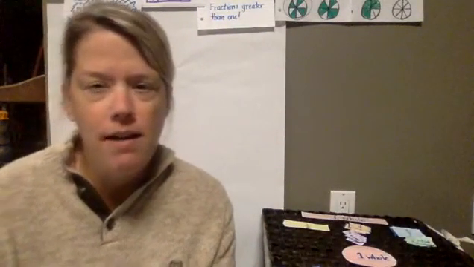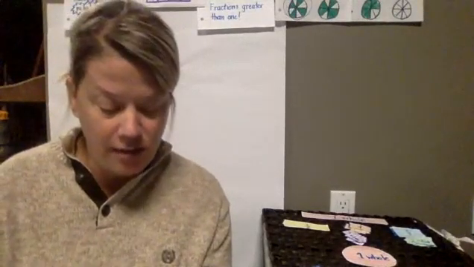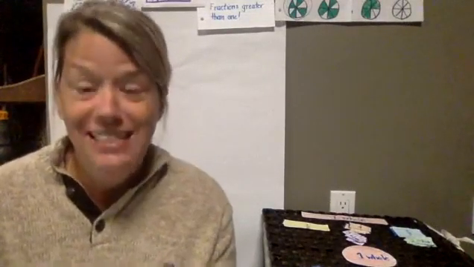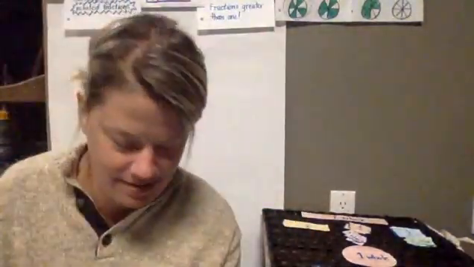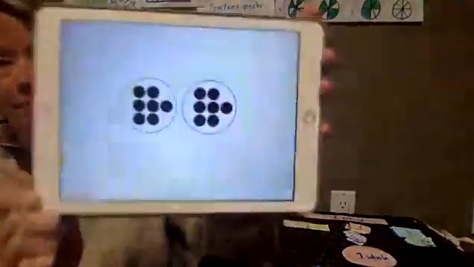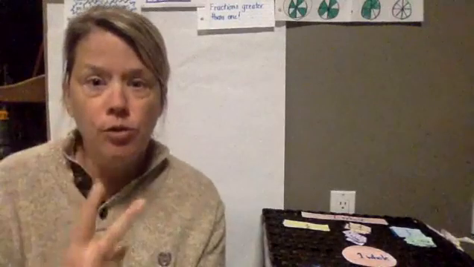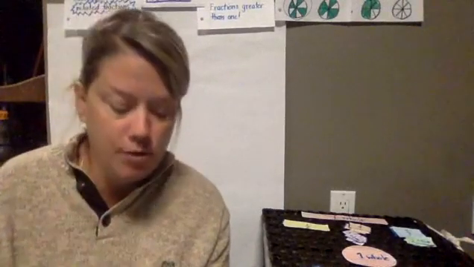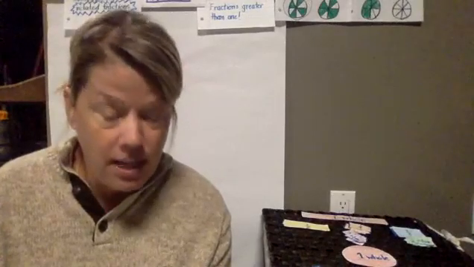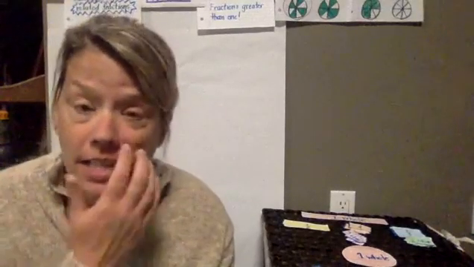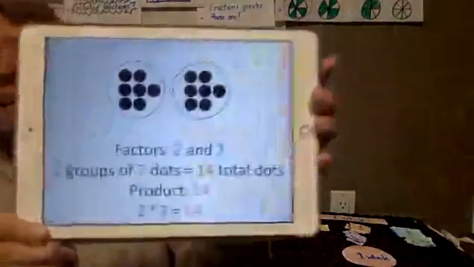One group of... So our factors are 1 and 7. What's our product? You know, it's 7. Ready? We saw 2 groups. Each of those groups had 7. That's repeated equal addition. What's the product? 14.